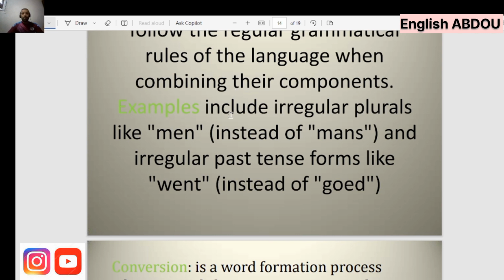And we have examples like irregular plurals like man. We cannot put s on man in order to create the plural of man, رجل رجال. No. But we can change the a to e, not add s. And irregular past tense forms like went instead of go. Adding -ed is not correct. This is irregular because they don't follow the syntactic structure.